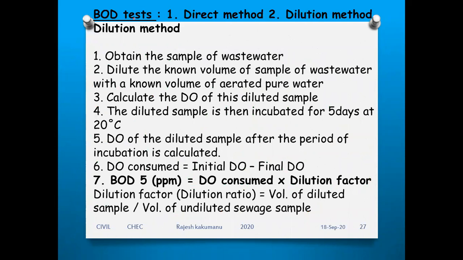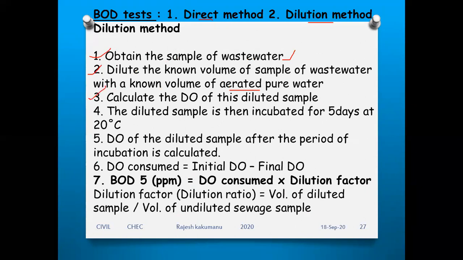The next one is the BOD test. We have two methods of BOD testing for the oxygen levels: one is the direct method, the other is the dilution method. In the dilution method, the steps involved are: obtain a sample of wastewater, take the sample in a beaker. Next, dilute the known volume of the wastewater sample with a known volume of aerated pure water. So once the sample is taken, mix the wastewater with the aerated pure water.